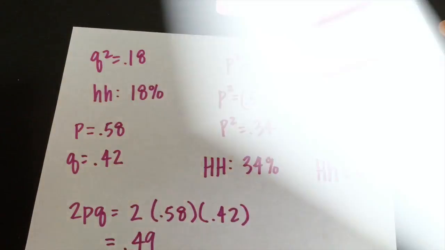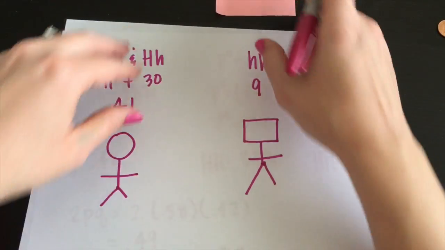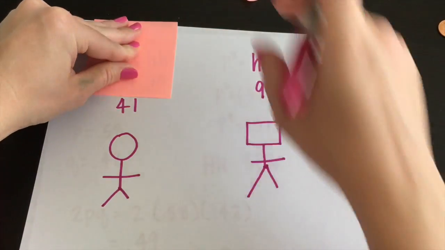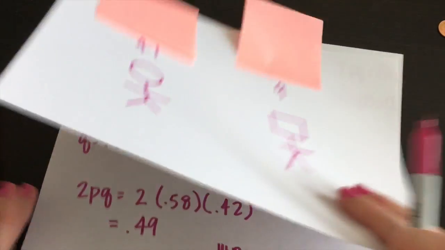We went through and did the math. Again, we only use recessive information because in our population, remember, we don't see genotypes, we only see phenotypes. So that's what we started our math with.